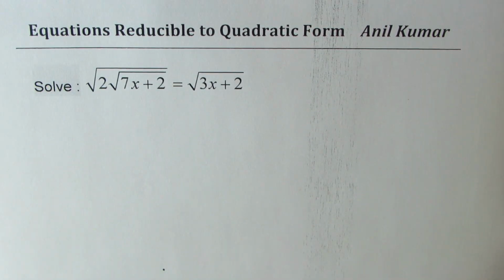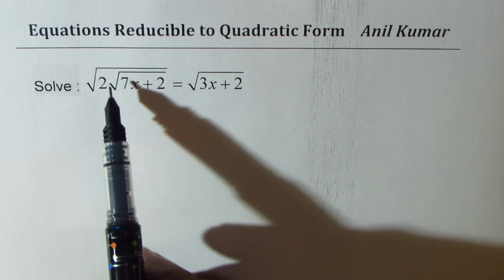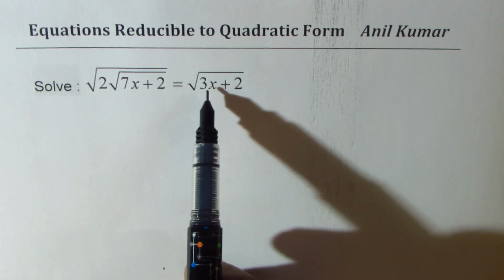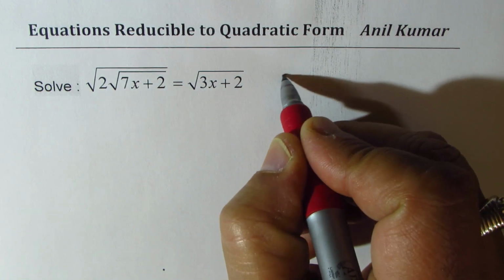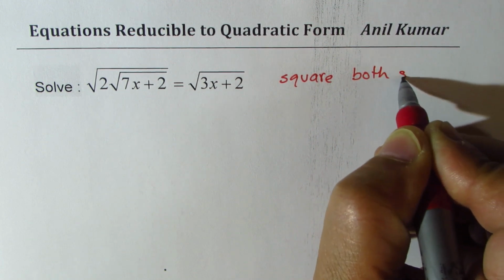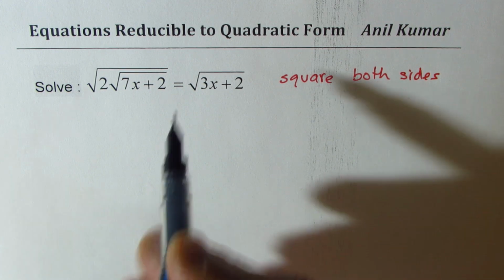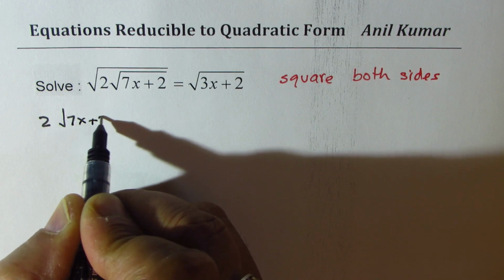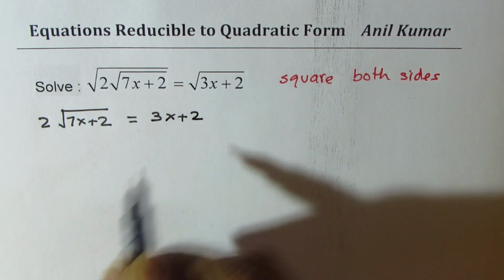Here is a very interesting question to solve. We need to solve for square root of 2 plus, within the square root, we again have square root of 7x plus 2, equals square root of 3x plus 2. So in the first step, let us square both sides. So we'll get rid of the square root. So what we get here is 2 plus square root of 7x plus 2 equals 3x plus 2.